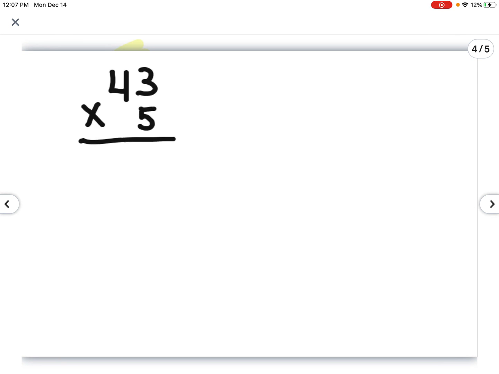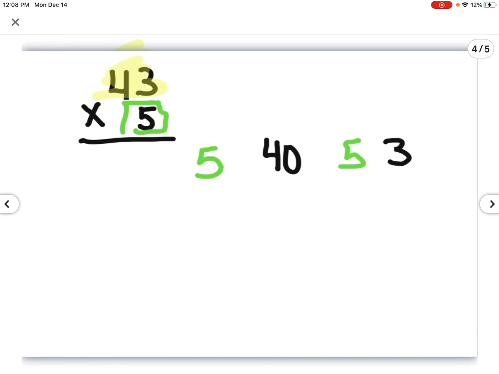Now let's try another problem. We're going to start by writing this using the distributive property. The first thing I want to do is take my larger number. This is my larger number. I'm going to write it in expanded form. 43 is the same thing as 40 and 3. Okay, then I'm going to distribute or pass out my 5. Now I'm going to multiply 5 times 40 and 5 times 3. I need to throw in my parentheses and a plus sign. Now I'm ready to go.